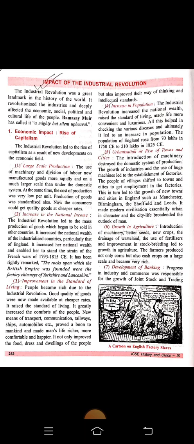Number 6, growth in agriculture. Introduction of machines, better seeds, new crops, drainage of wasteland, the use of fertilizers and improvement in stock breeding led to the growth of agriculture. The farmers produced not only corn but also cash crops on a large scale and became very rich.